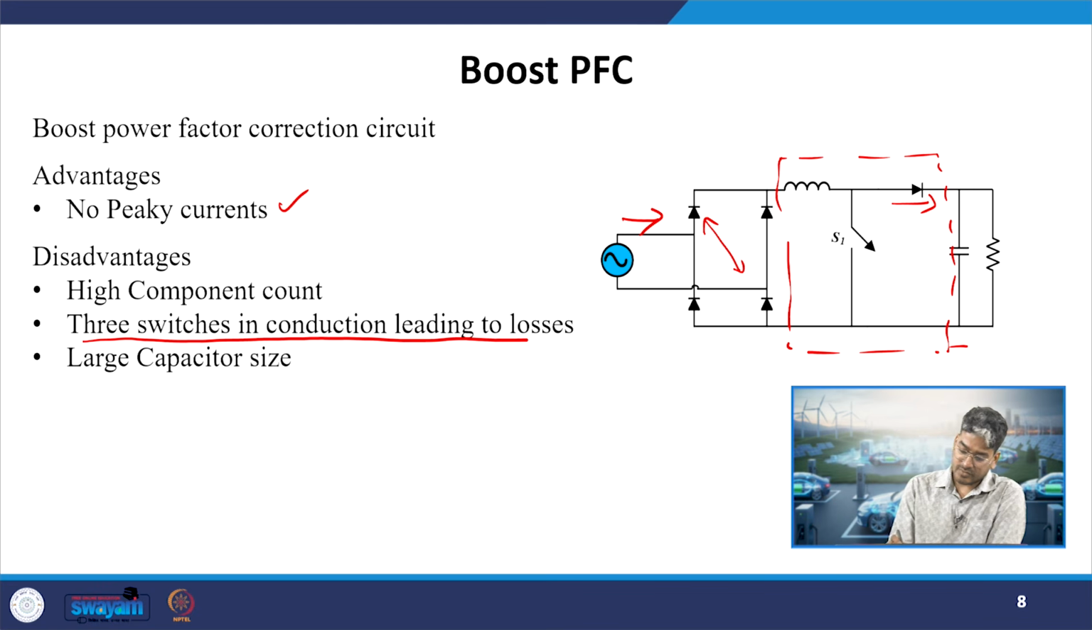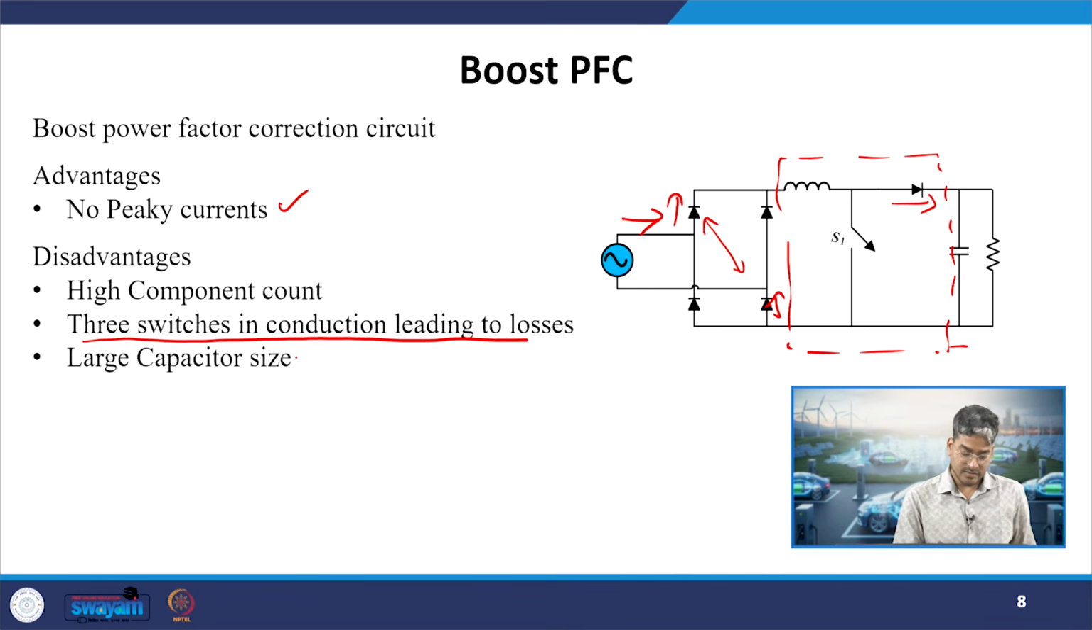When the current flows through these devices, although in our analysis till now we are not considering the on state drop, they will always have some on state losses. Because 3 devices are in the path, the losses will be higher compared to the previous solution where we had only 2 diodes in the path.